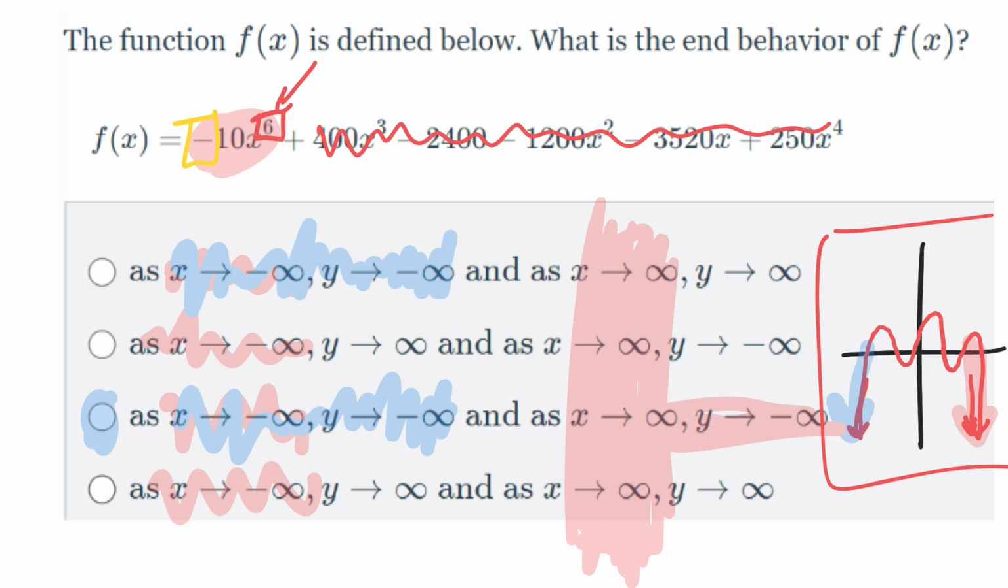Even functions come and go the same way. Functions are supposed to leave through the top. So if there's a negative number in front here, they will not be leaving from the top.